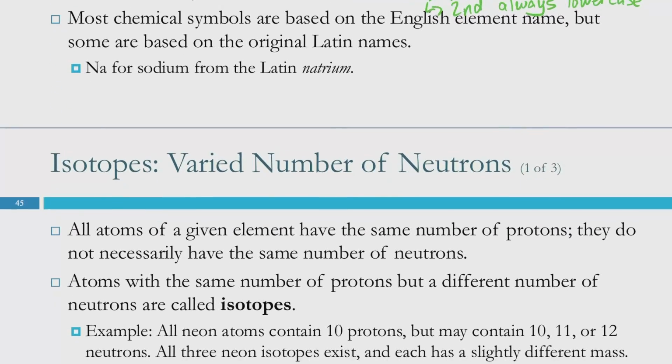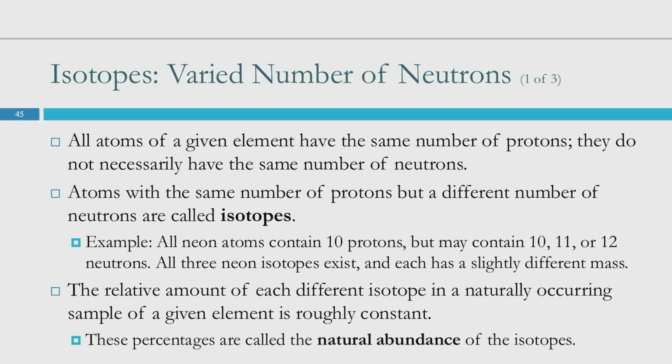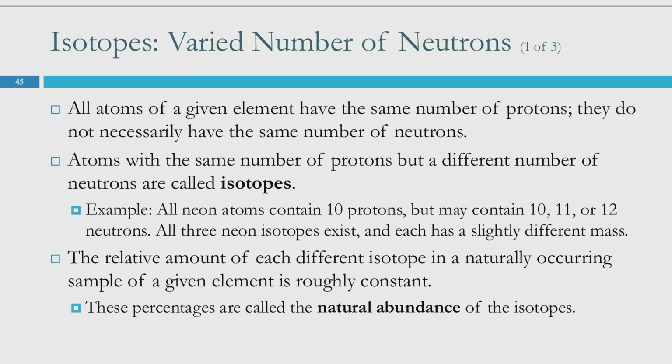So that's number of protons. If we adjust the number of neutrons, then we get what's called isotopes. So isotopes: same element, but with a different mass. And so this is actually counter to Dalton's atomic theory. He said that they all had the same mass and the same properties, which we now know is not true. They have a different mass because of the different number of neutrons.